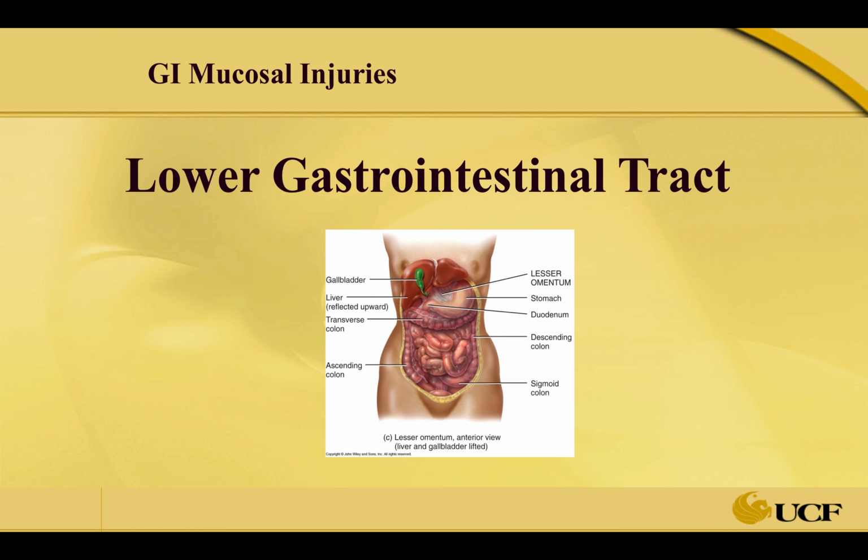So let's take a look really quick at the lower gastrointestinal tract. Remember, what separates for clinical purposes in determining the etiology of intestinal bleed is the ligament of Treitz. Anything above that is upper gastrointestinal, and anything below that ligament is lower gastrointestinal tract. It usually covers the lower gastrointestinal tract, the gallbladder, the liver, transverse colon, ascending colon, lesser omentum, stomach, duodenum, descending colon, and sigmoid colon. This is a lesser omentum, anterior view of liver and gallbladder lifted.